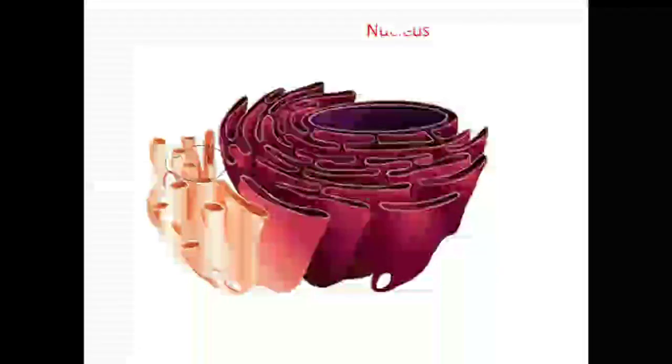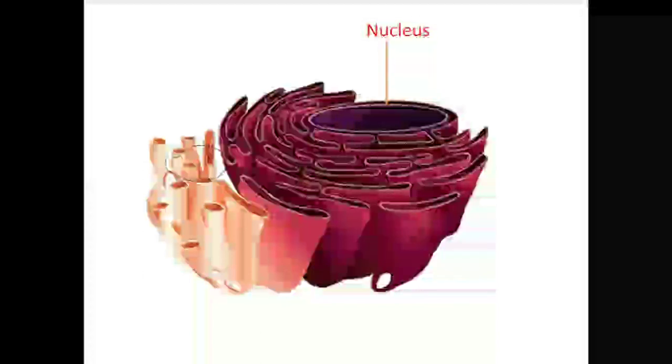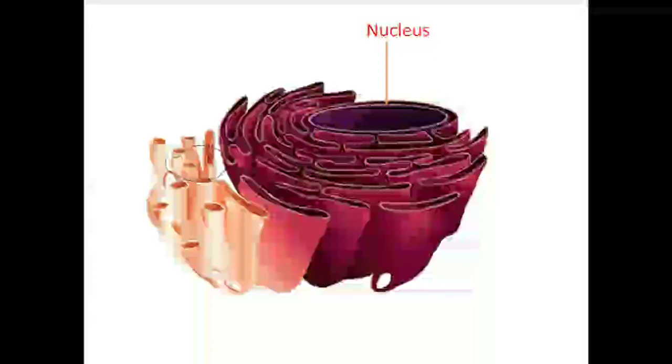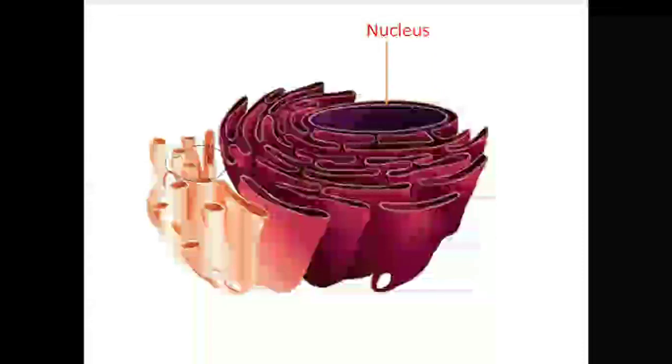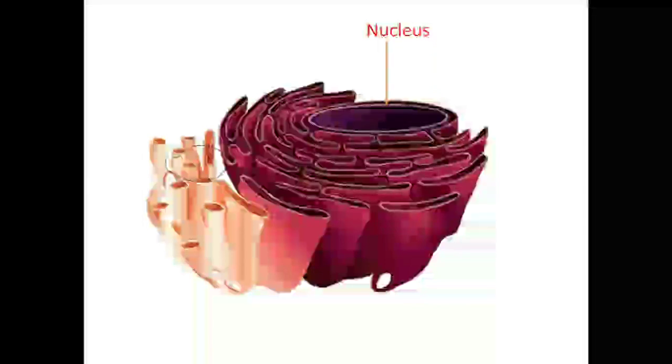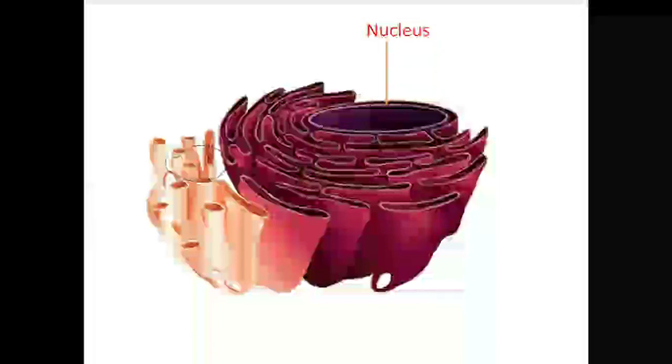So now if we talk about the structure of endoplasmic reticulum, as we can see, the endoplasmic reticulum is in continuation with the outer membrane of the nucleus. This is the nucleus and it is its outer membrane, and the endoplasmic reticulum is in continuation with the outer membrane of the nucleus.